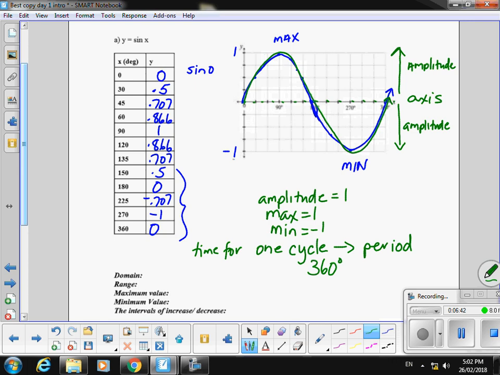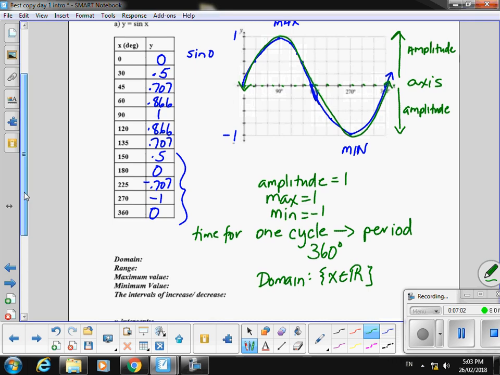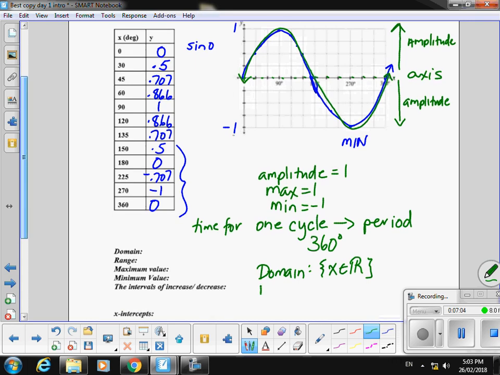Our domain, unless I tell you otherwise, that curve is going to go on and on forever and ever. So my domain is going to be x, is a real number. It could be anything. But the y values have a lowest and a highest. So my range, y can be a real number, doesn't have to be a whole number, but -1 is the lowest it can be, and 1 is the highest it can be.